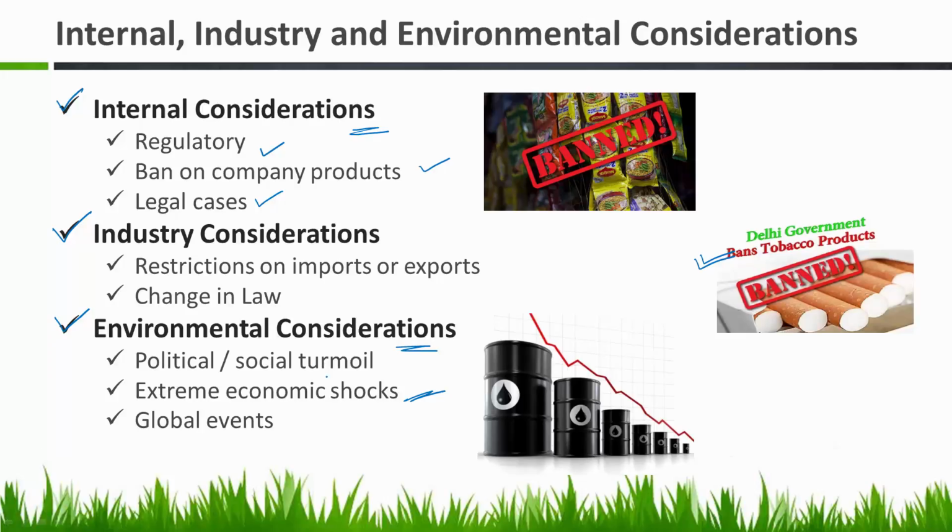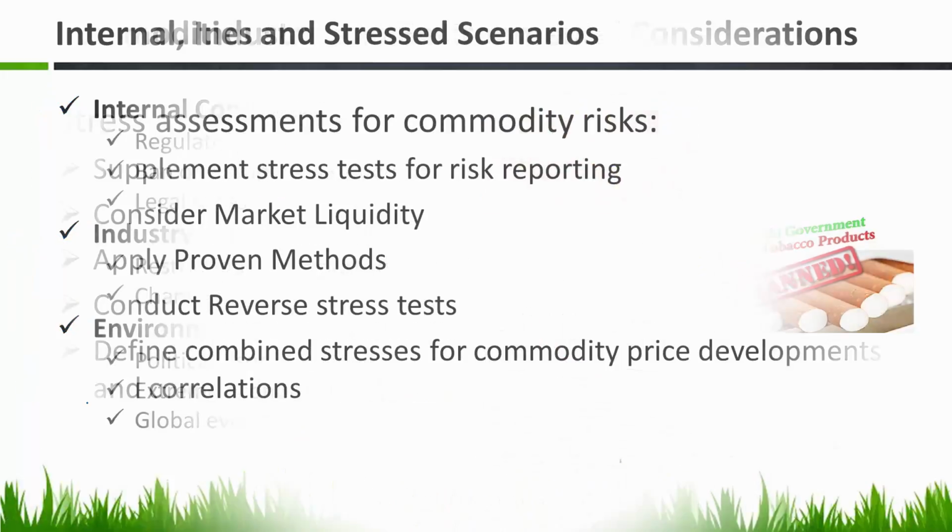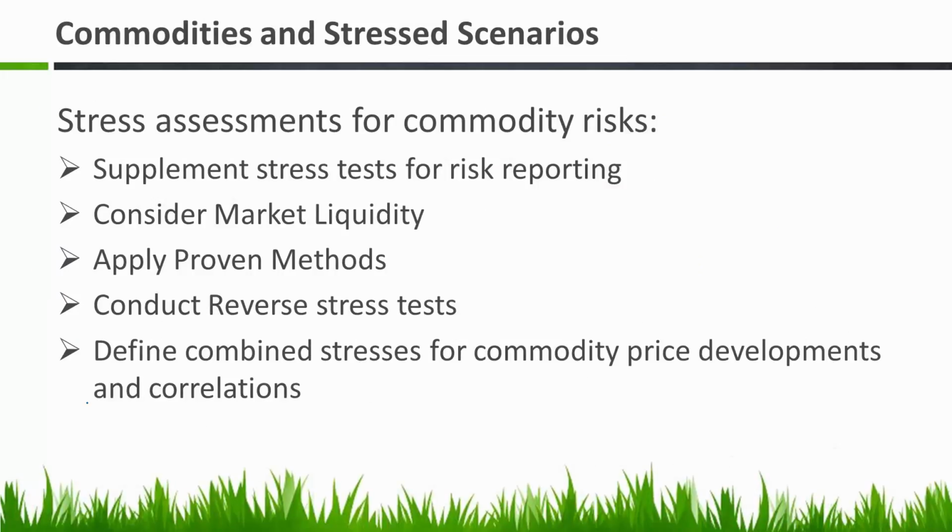And finally, there could be certain global events with international and local impact, and the falling oil prices that I talked about is one of these. Now, all of these three categories translate to impact only in terms of the key drivers seen in the financial statements of the company, which I also talked about on the previous slide. Let's move on to looking at the stressed scenarios in case of commodities.